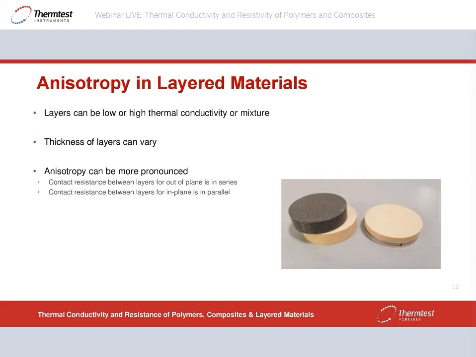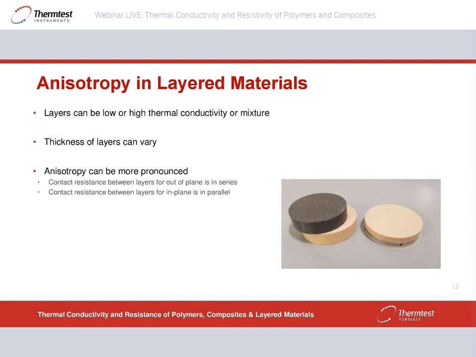Anisotropy in layered materials has some similarities, but also slight differences. Those layers can be high or low conductivity, or a mixture of both. Thicknesses can vary, of course. So this is interesting: the anisotropy can be more pronounced when measuring with a transient method. So what does that mean? The contact resistance out of plane, or through the layers, is in series. The contact resistance between layers in plane is in parallel. So you have reduced resistance.